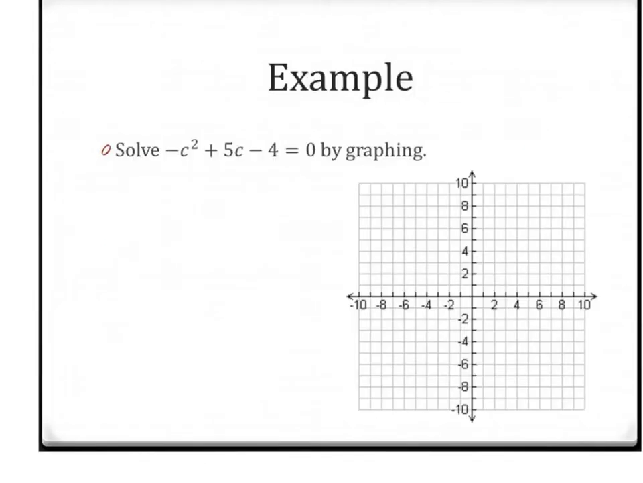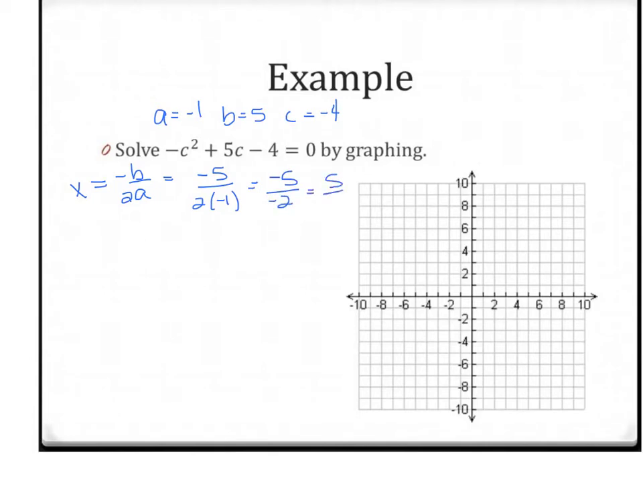So let's start with negative x squared plus 5x minus 4. We're going to graph how we were taught to graph in 9.1, and that's by finding your axis of symmetry first. So x equals negative b over 2a, keeping in mind that a parabola is symmetric. So a is negative 1, b is 5, and c is negative 4. So we get negative 5 over 2 times negative 1, which is negative 5 over negative 2, or positive 5 halves.